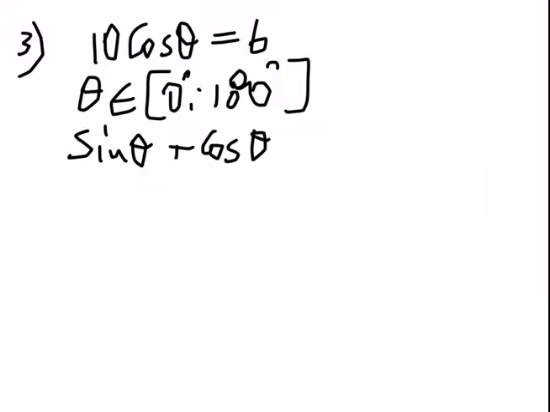an angle. Same statement. If 10 cos theta equals 6 and theta is an element of 0 degrees and 180 degrees, calculate, without the use of a calculator and with the aid of a diagram, the value of sine theta plus cos theta.